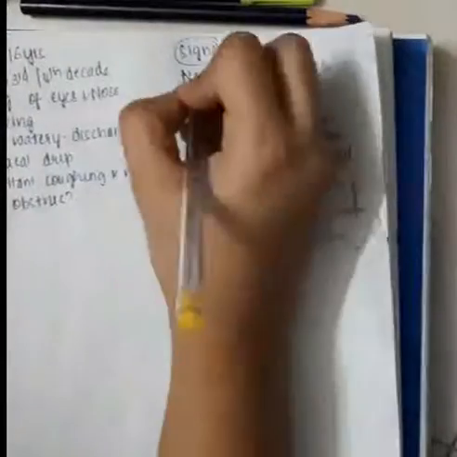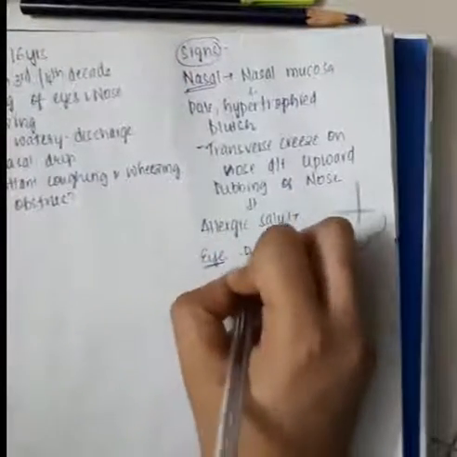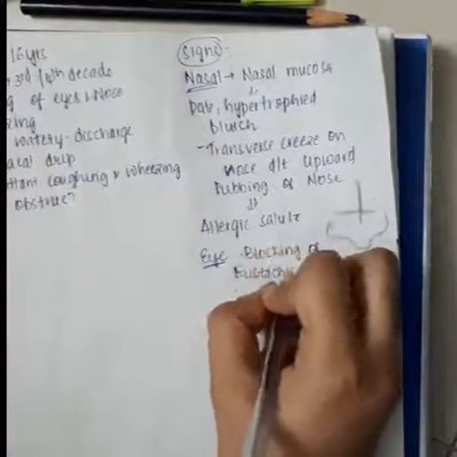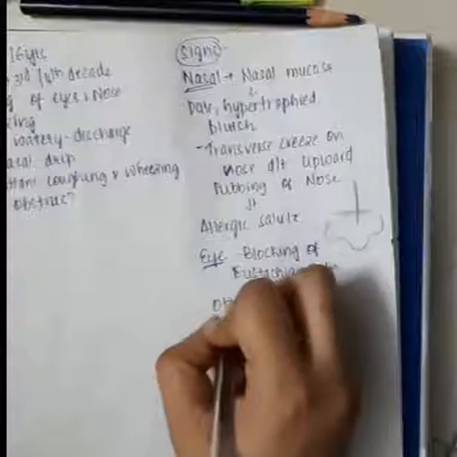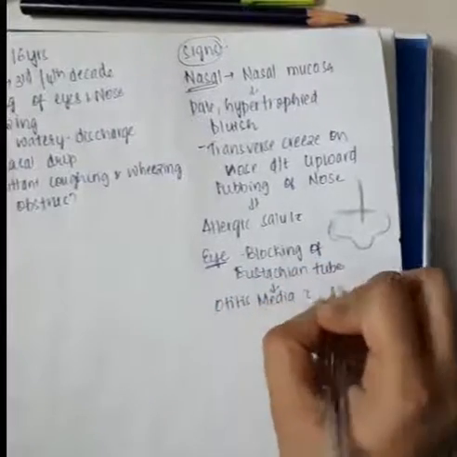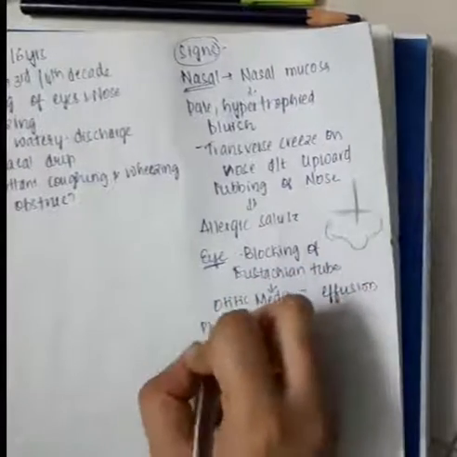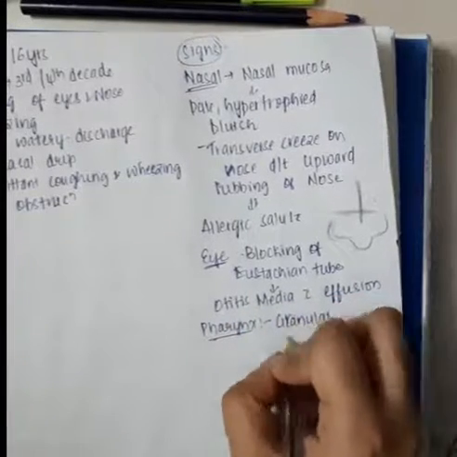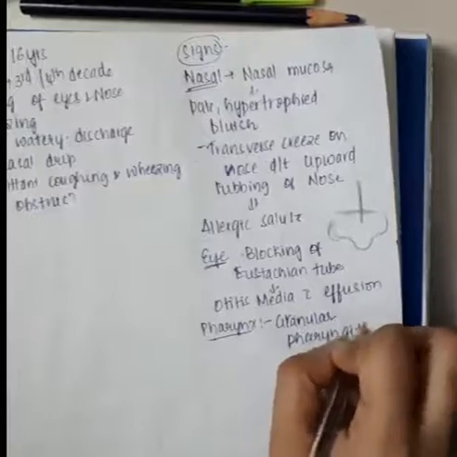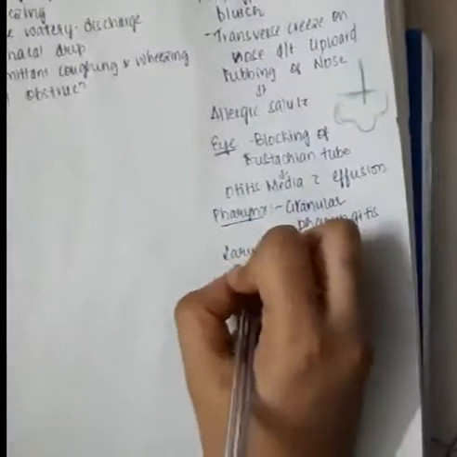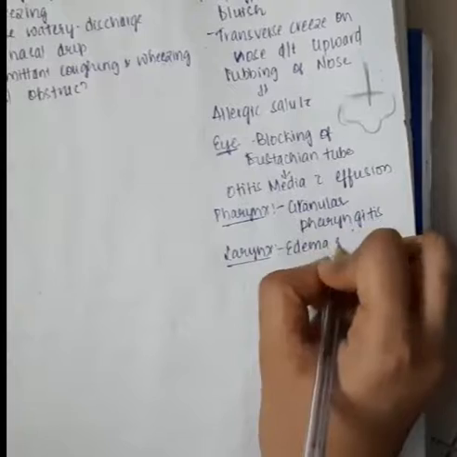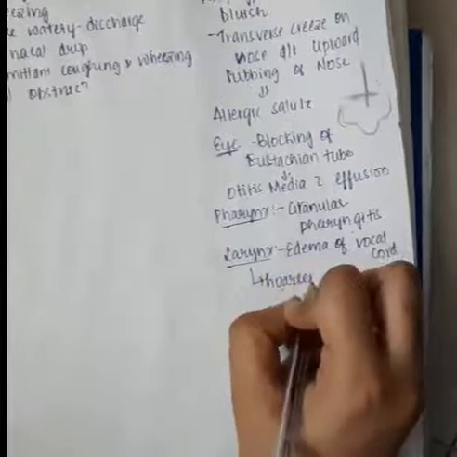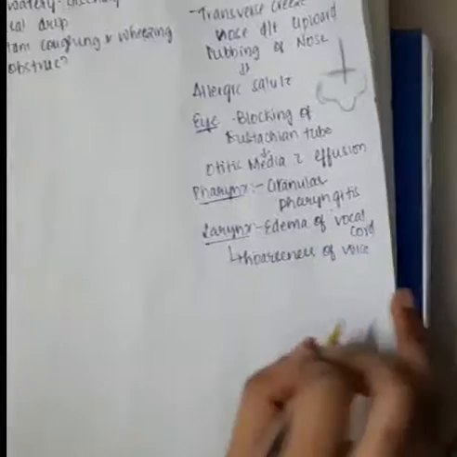Then in the ear you will mainly see blocking of the eustachian tubes. This blocking of the eustachian tube leads to otitis media with effusion. Then if you see the pharynx, it causes glandular pharyngitis, and it can also involve the larynx, causing edema of the vocal cords and hoarseness of voice.